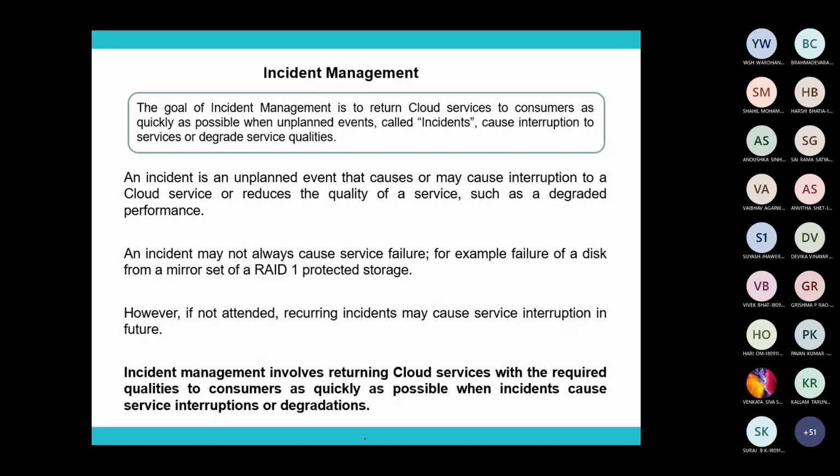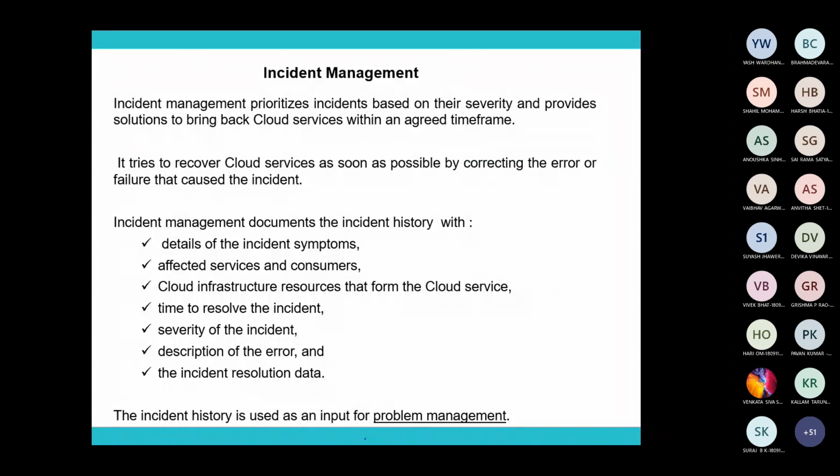Okay, so when any incident happens, it will maintain the incident history, right? What are the symptoms, the details of incident symptoms, the affected service, and the consumers who are affected? Then how much time is required to resolve that incident, and what is the severity, maybe high, low, or medium? Then the description of the error, all this information will be maintained. So what is the need for this? This will be given as input to the problem management.